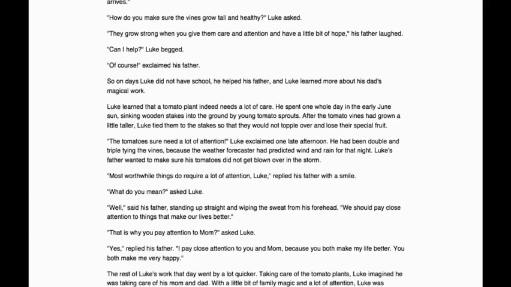The rest of Luke's work that day went by a lot quicker. Taking care of the tomato plants, Luke imagined he was taking care of his mom and dad. With a little bit of family magic and a lot of attention, Luke was certain these would be the most beautiful tomatoes he had ever seen once August arrived.